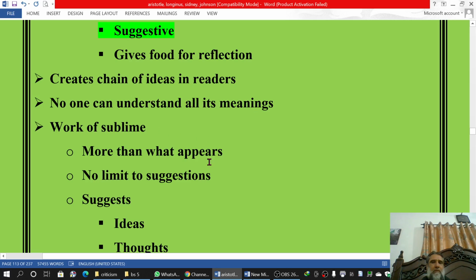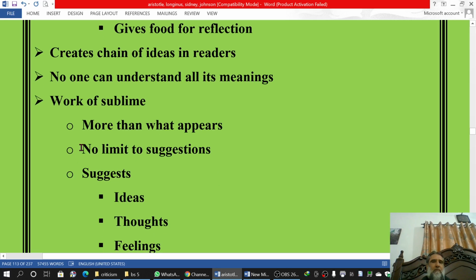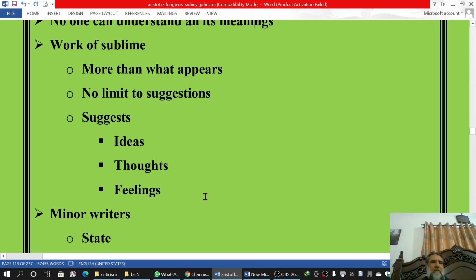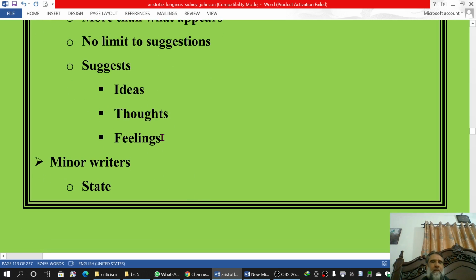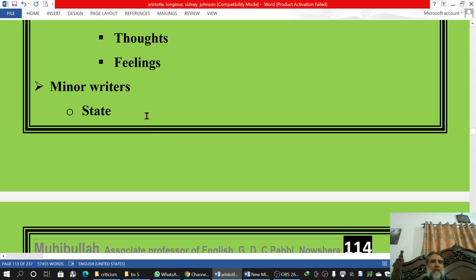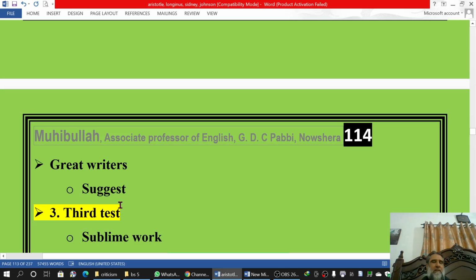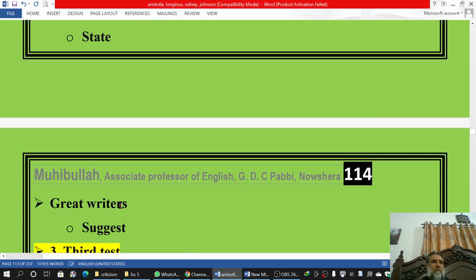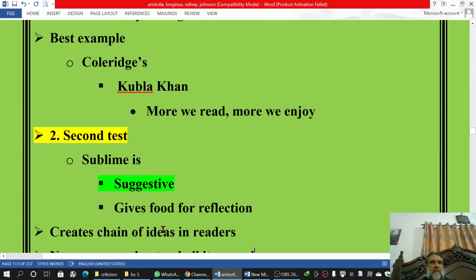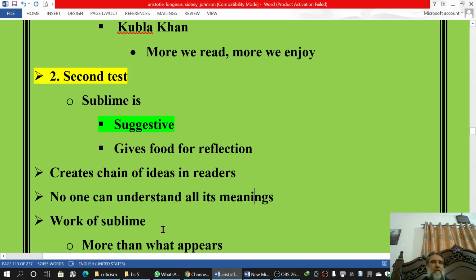Therefore, sublime poetry, sublime play, is more than what it looks like, more than what it appears. There is no limit to the suggestions it gives. It suggests ideas, thoughts, and feelings, and they are of different types for different people. Normally, those writers who are not great writers just give statements. They state things, but great writers suggest things. The statement is clear cut, but suggestion is not clear cut, because the reader has to get his own ideas from it. So, this is that second test which can be applied in order to find out whether the work has sublimity in it or does not have sublimity in it. So, this is that second test, suggestiveness.